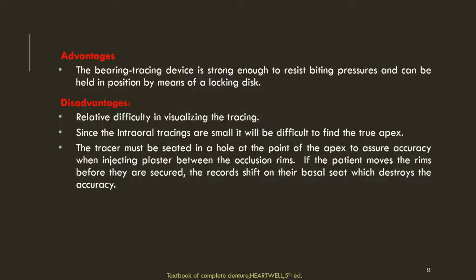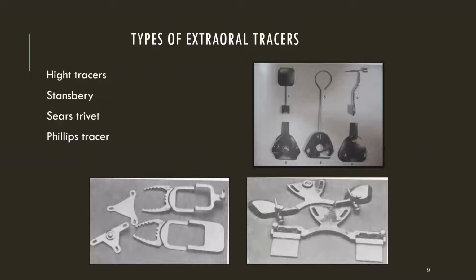The advantage is that the bearing and the tracing device is strong enough to resist the biting pressure and can be held in position. The disadvantage is mainly that since it is intraoral, there is difficulty in visualizing the tracing. The intraoral tracings are very small, hence it is difficult to find the true apex, and the tracer must be seated in a hole at the point of the apex to ensure accuracy while injecting plaster between the occlusal rims. If the point moves before the rims are secure, the record shift on the basal seat will destroy the accuracy. These are the types of extraoral tracers.